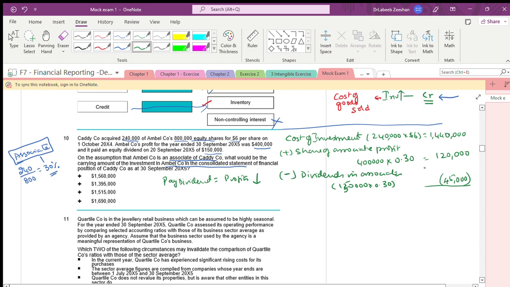How much will you get? 1,440 plus 120 minus 45 is 1,515. Take your time and think. Okay, I'll just give some time to understand. Any doubt, you ask me.